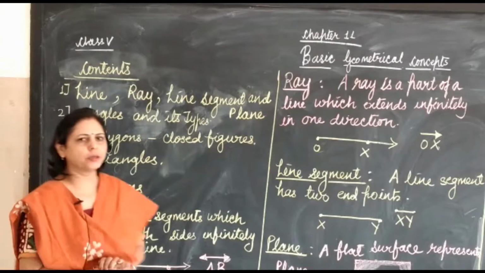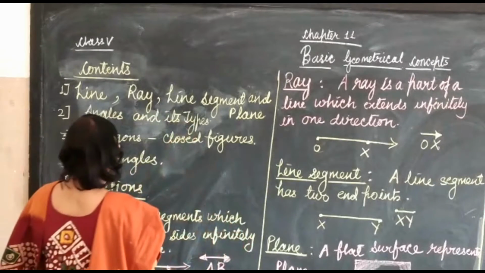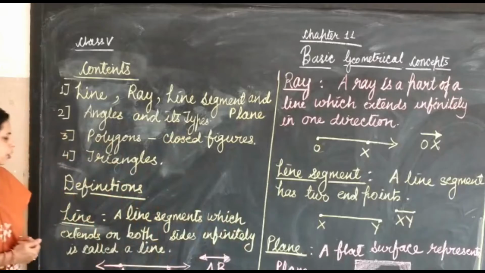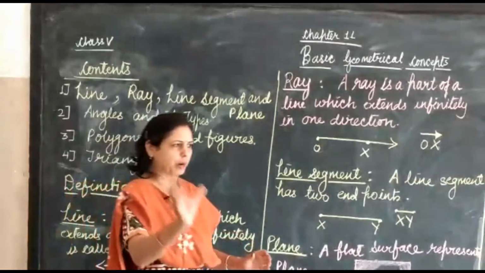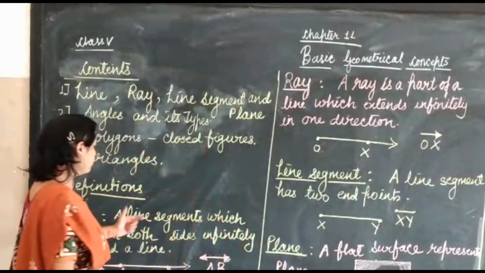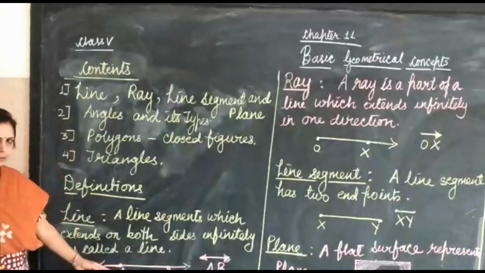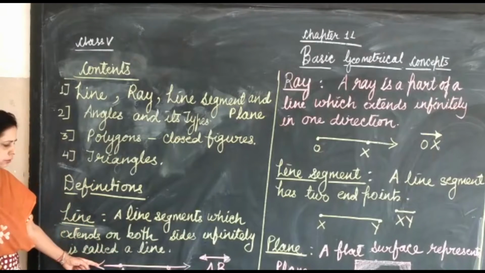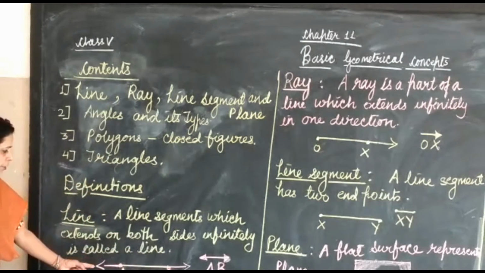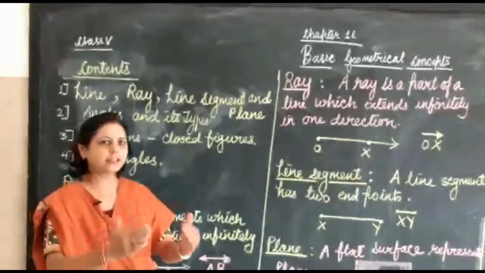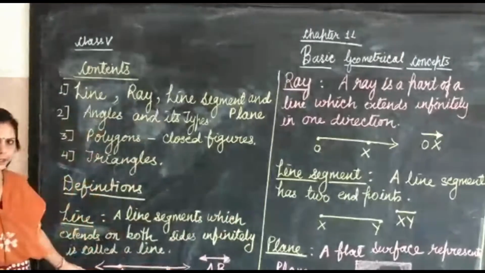So first of all, we will come to the definitions of line, ray, line segment and plane. Line. All of you know about the line. A line is a fixed part which extends on both sides infinitely. Look at the figure. Here I have drawn a line segment and I put two arrows at the ends, which represent that we can extend this part from both sides, and it is called a line.